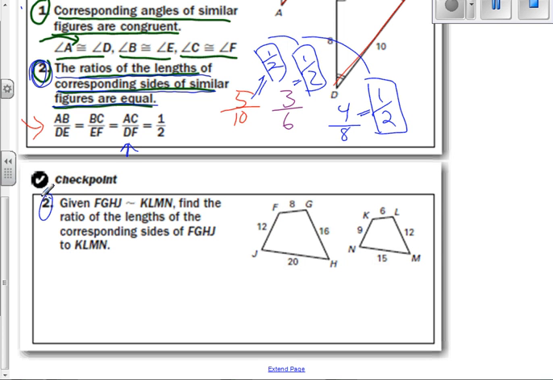Okay, so for number 2, it says given FGHJ is similar to KLMN. So remember, this tells me how to set it up. The F and K go together, the G and L go together, H and M go together, the J and N go together. To find the ratio of the lengths of the corresponding sides of those two polygons.